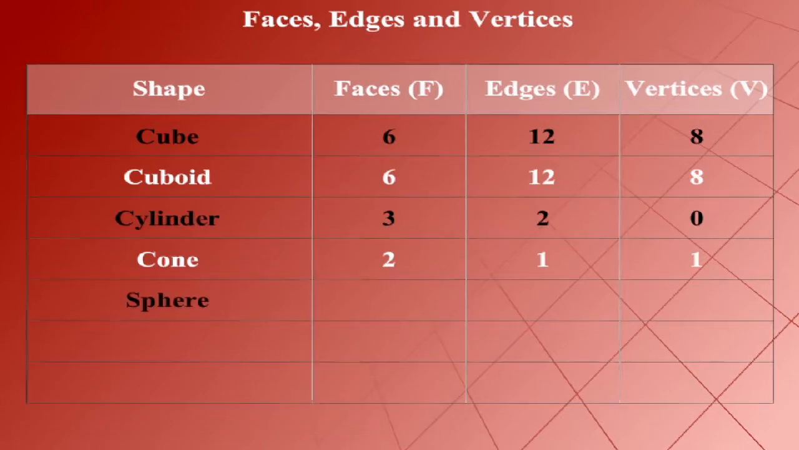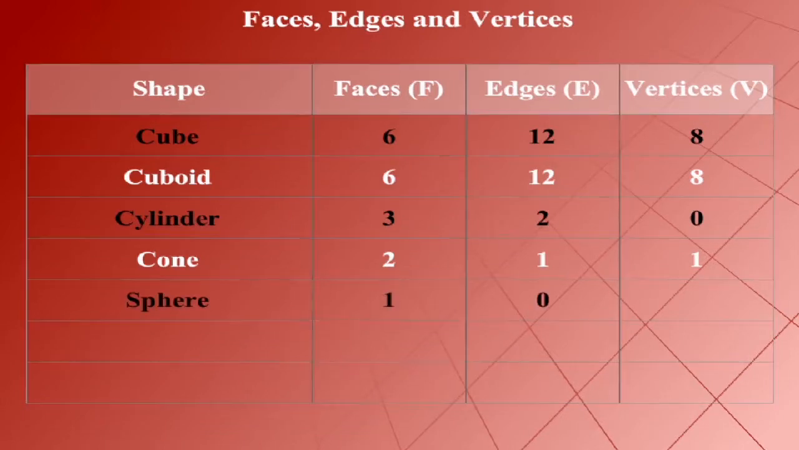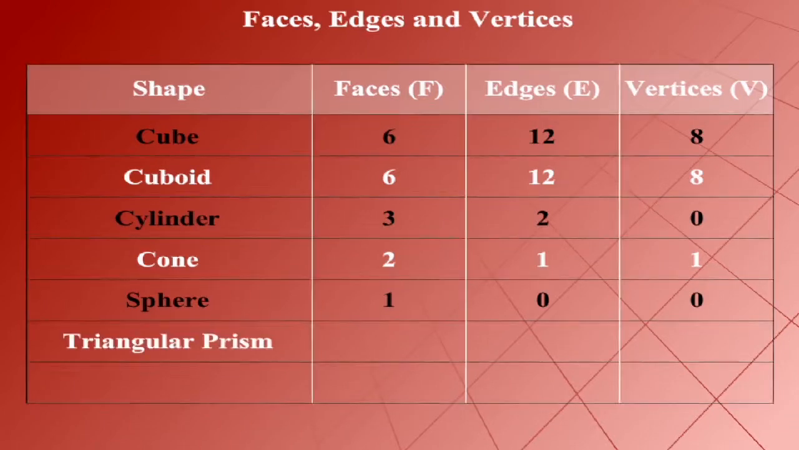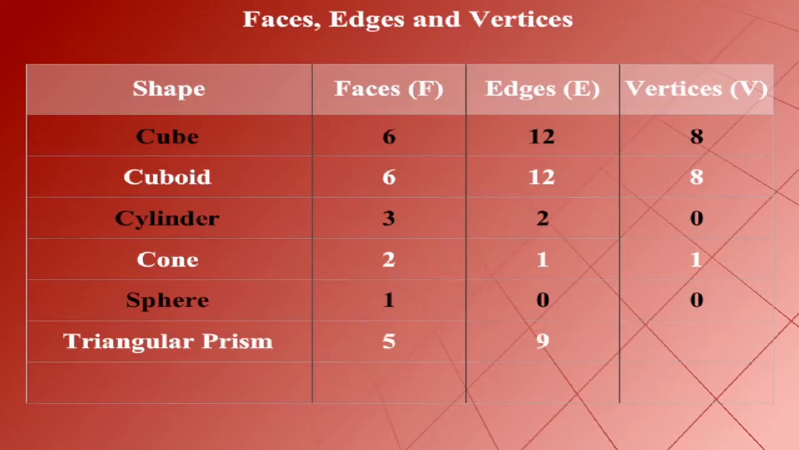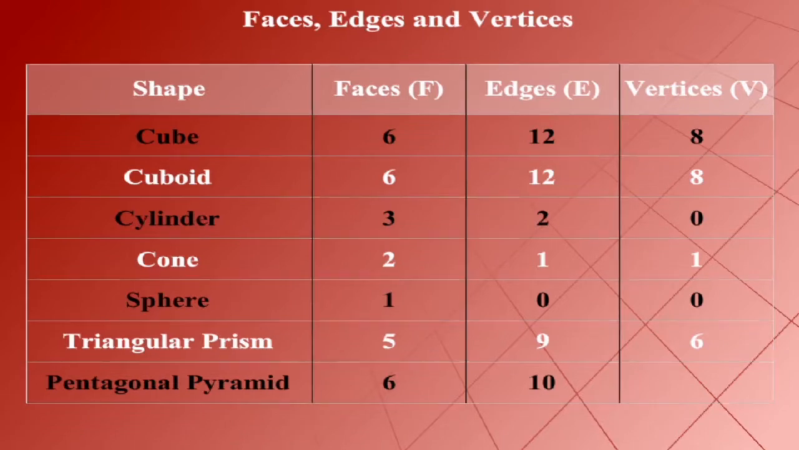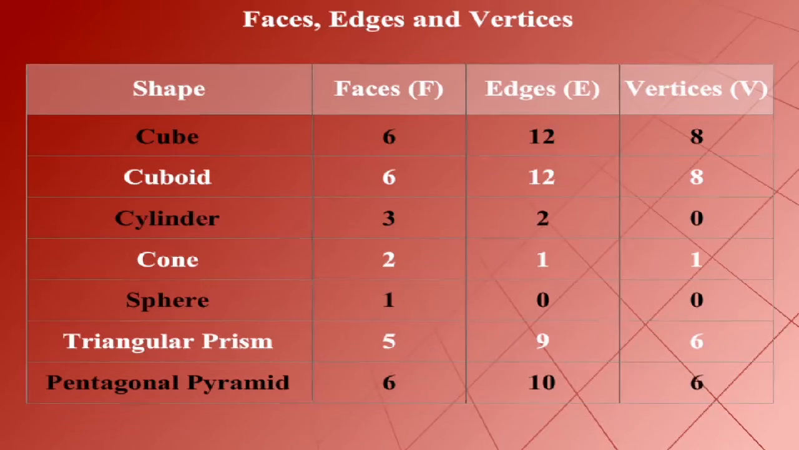A sphere has 1 face, no edge and no vertex. A triangular prism has 5 faces, 9 edges and 6 vertices. A pentagonal pyramid has 6 faces, 10 edges and 6 vertices.